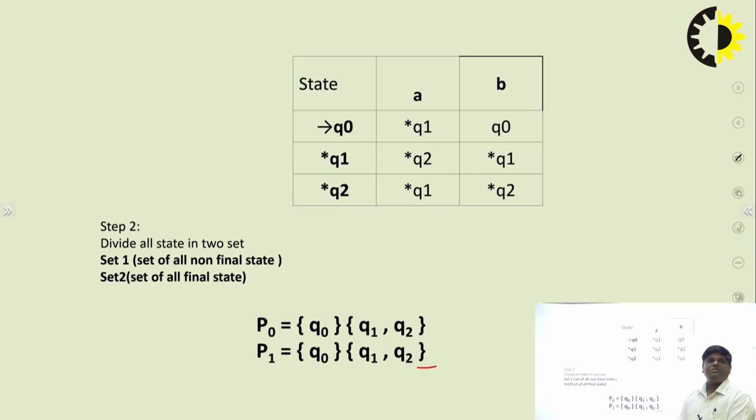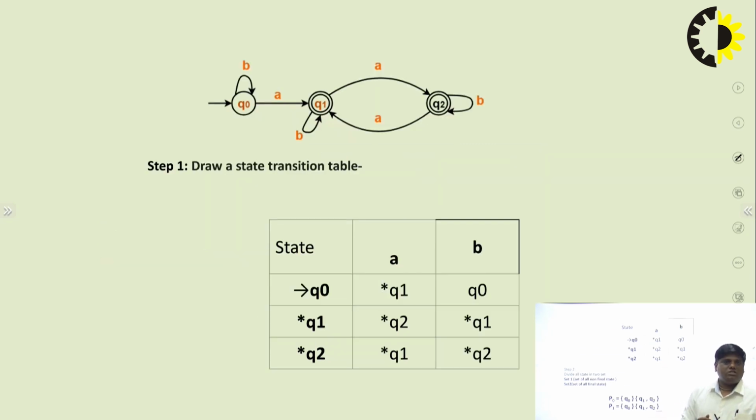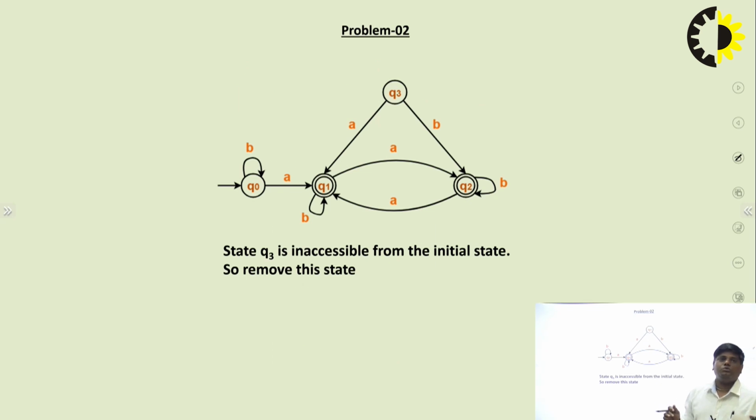we check the transition function of the states. If two states have the same transition function, then they lie in the same set. If two states have different transition functions, then they lie in different sets. So this is the overall view of how to minimize any kind of DFA. So we move to another problem.